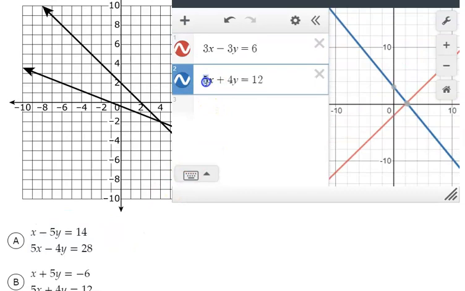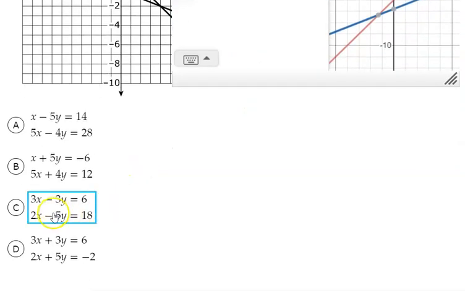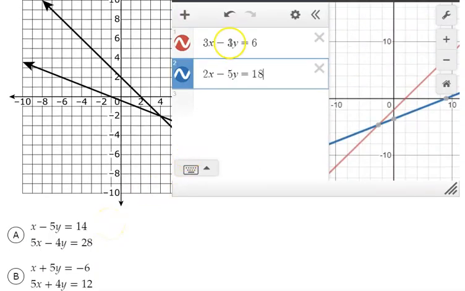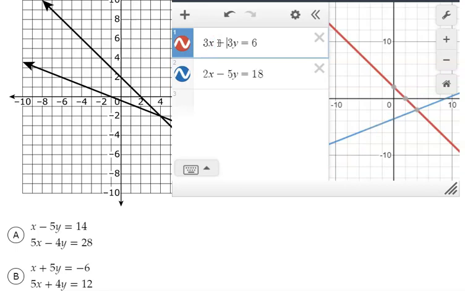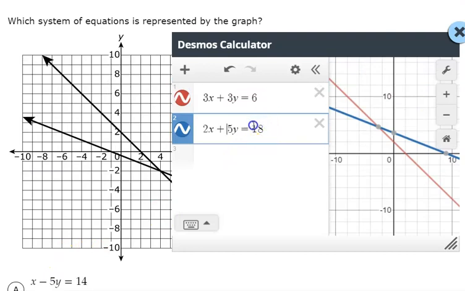2x minus 5y equals 18. All right, well, those lines are increasing, so that can't be right. So let's try the last one. 3x plus 3y is equal to 6, and 2x plus 5y is equal to, what was that, -2?